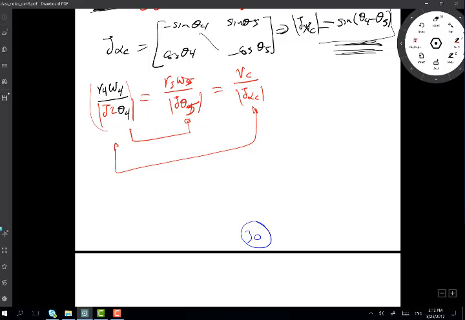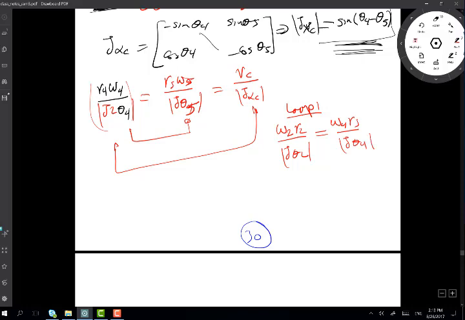Now, if you wanted to use the fact that we had another expression for omega 4, remember from the previous loop, omega 2 R2 over J theta 2 in loop 1 was equal to omega 4 R3 over J theta 4, the determinant. Then we can make a swap here and replace omega 4 by this expression.